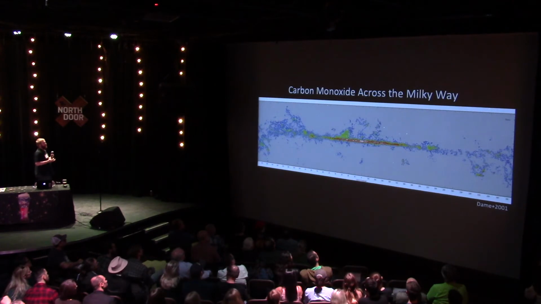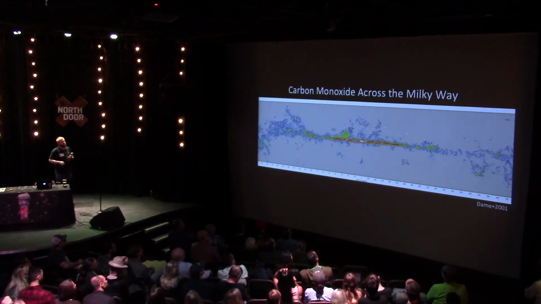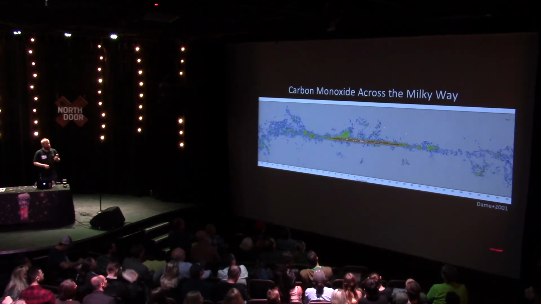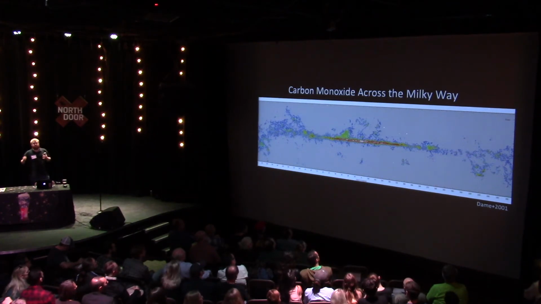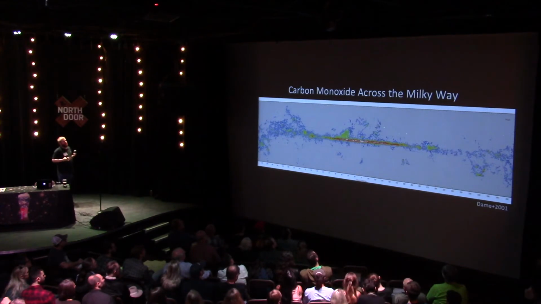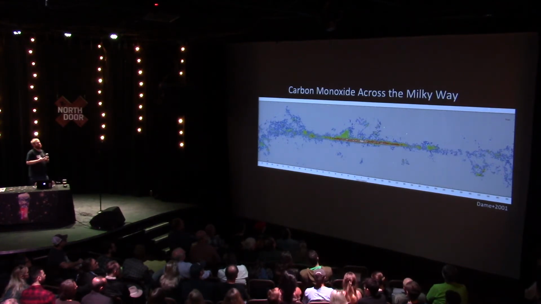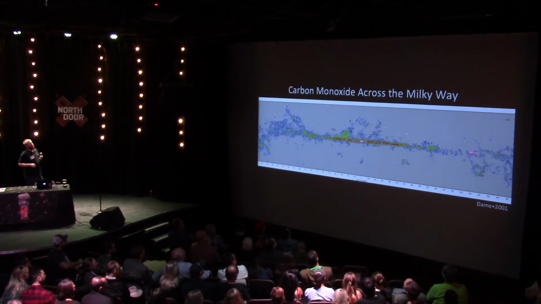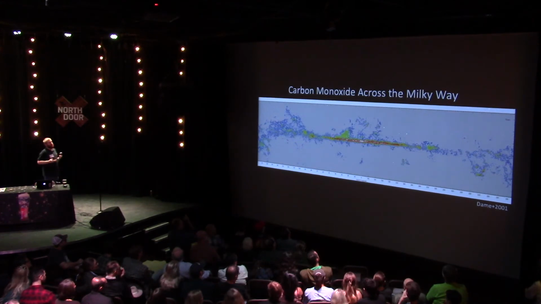When we look at the Milky Way in the carbon monoxide line, so this was in 2001, so 30 years after the first detection, this was a very large map that was taken using a single dish telescope of the carbon monoxide emission in the Milky Way. So there's a lot of carbon monoxide in the Milky Way. In general, anywhere you look along the disk, you're going to have carbon monoxide emission.